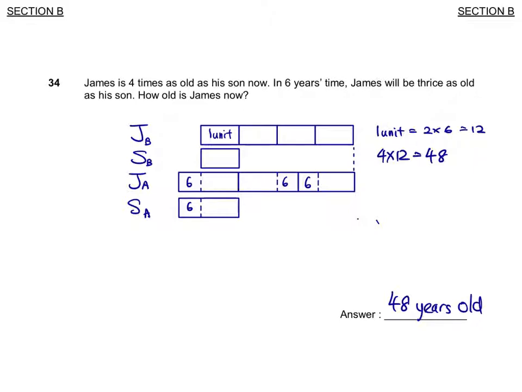So you want to find out how old James is now, which is before the 6 years. I know now, James is here. So 4 units. You can see that 1 unit is 12, so 4 units is 48. So James is 48 years old.